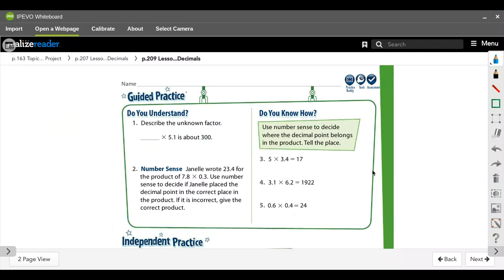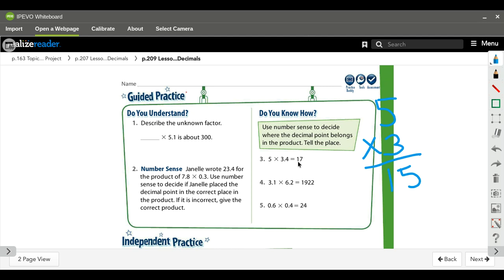So when we look at 3, 4, and 5, it says use number sense to decide where the decimal point belongs in the product. Tell the place. So this is going to look a little bit different than the examples that I've been doing. If I have 5 times 3 and 4/10 equals 17, I'm going to take what I know. If I round 3 and 4/10 to 3, 5 times 3 is going to be 15. So I'm going to do that estimation. 5 times 3 is around 15, so my answer needs to be around 15.